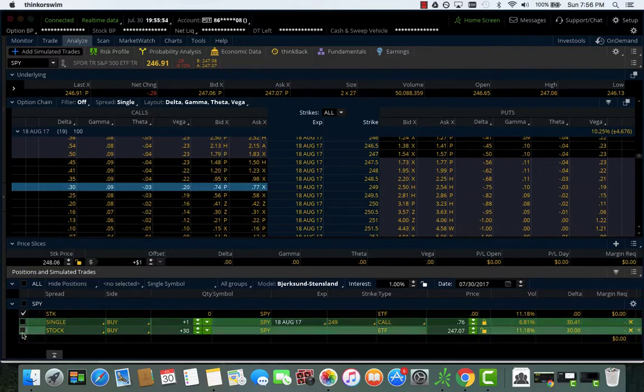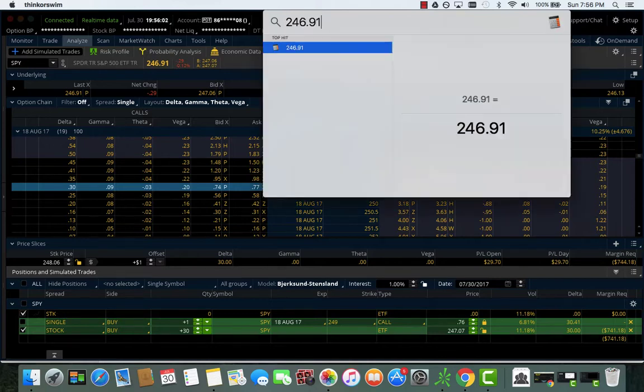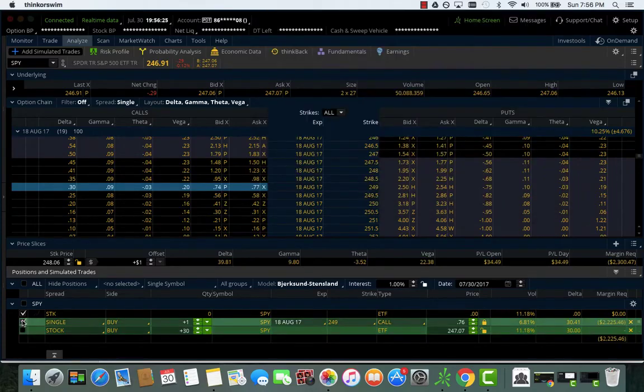Now, the same thing goes if we bought 30 shares of SPY. Let's see how much that's going to cost. 246.91 times 30, so that's going to cost us about $7,400. If SPY goes up a buck, we make about 30 bucks. Makes total sense. Every share is worth $1 more times 30, 30 bucks. On the other hand, we paid $76, a cool 1% of what it took to get 30 shares of stock. And if SPY goes up a buck, we also make that $30.